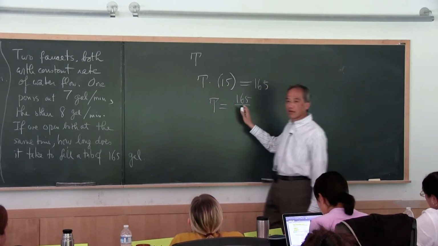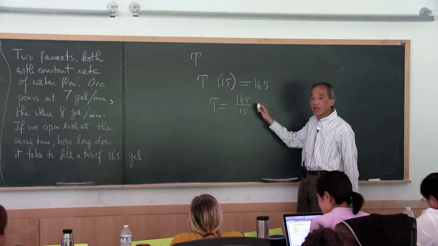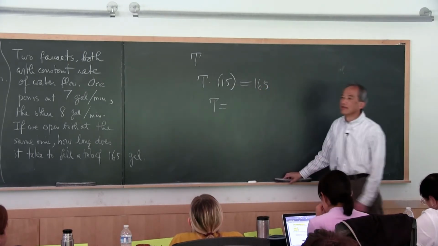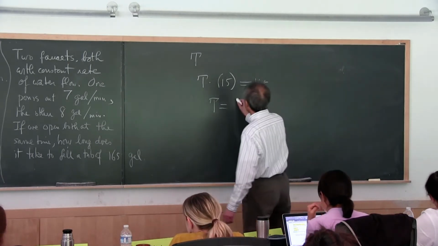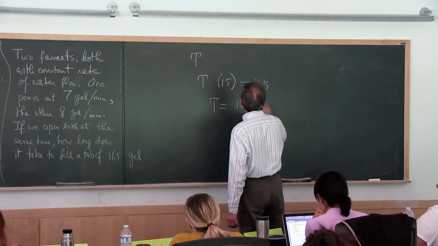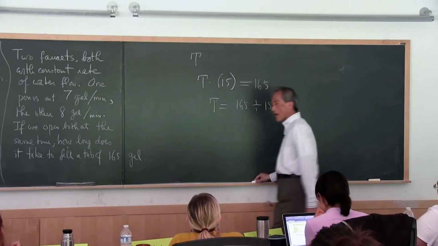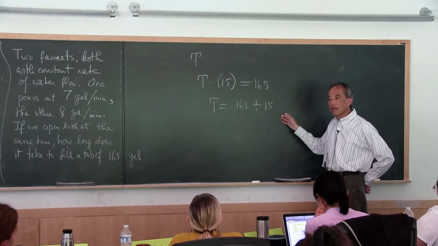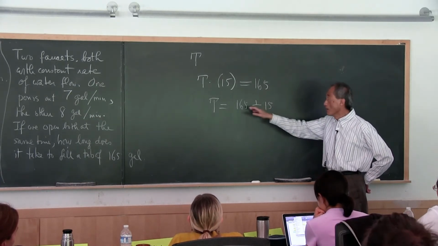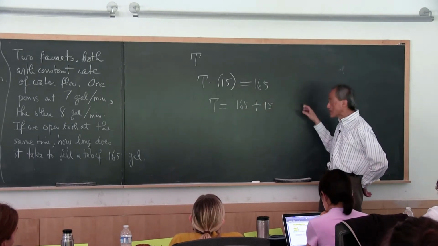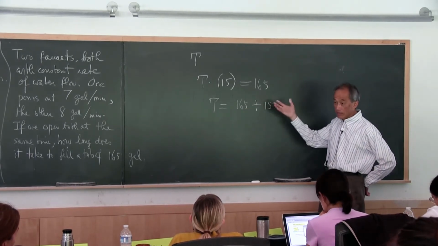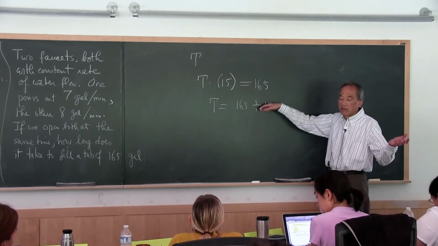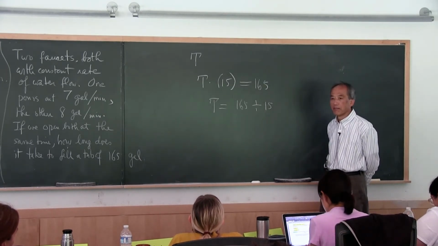You see? Because what's the meaning of this? The meaning of this division is what? This is equal to something means 165 is equal to that something times 15. See? So you can apply the long division algorithm to it and get it done.